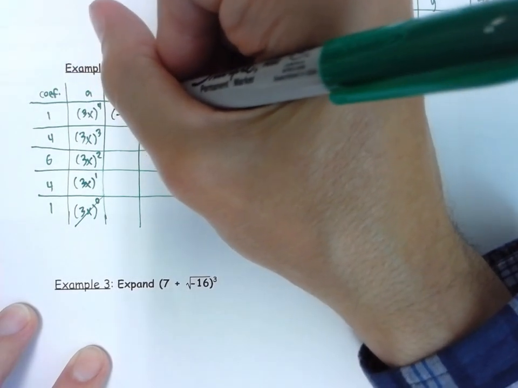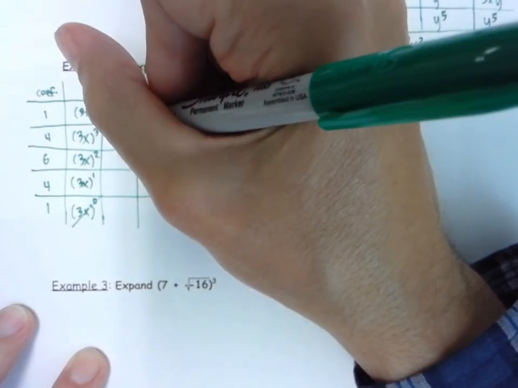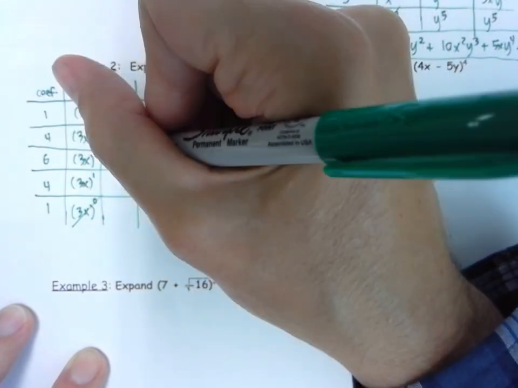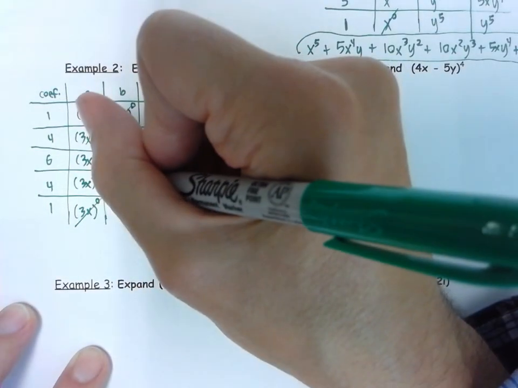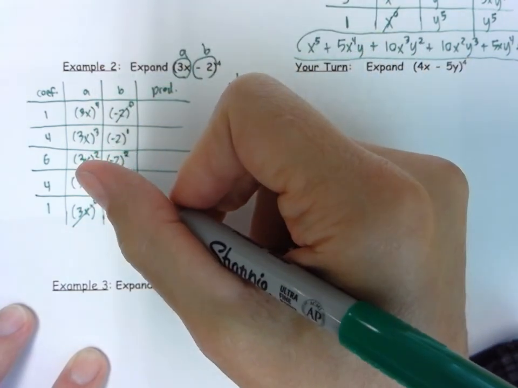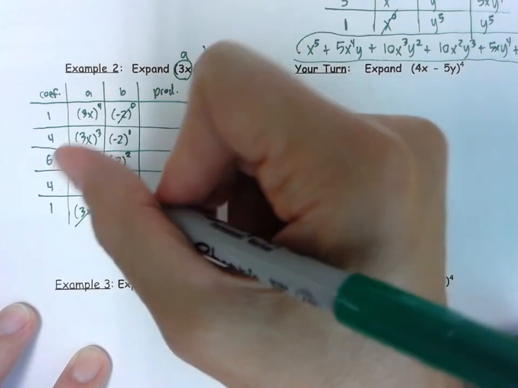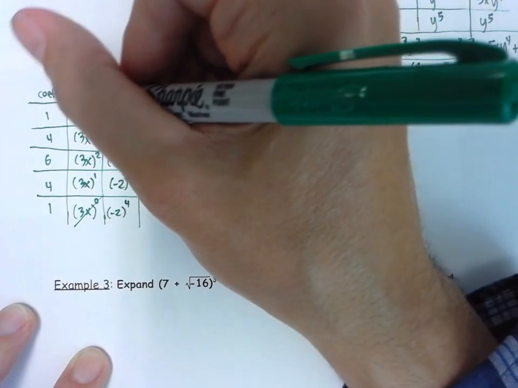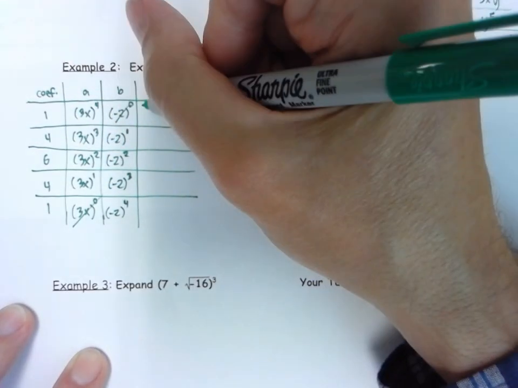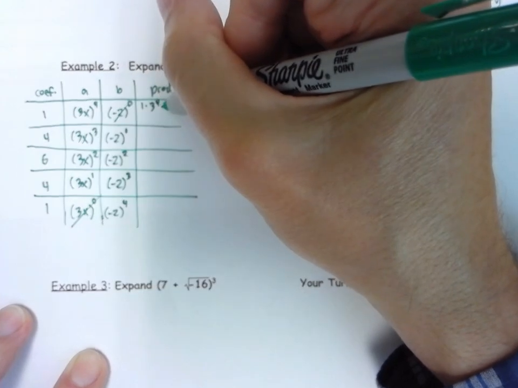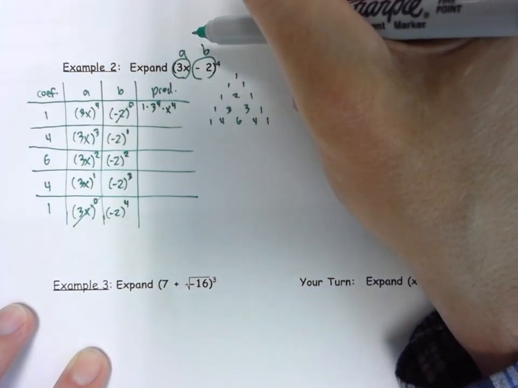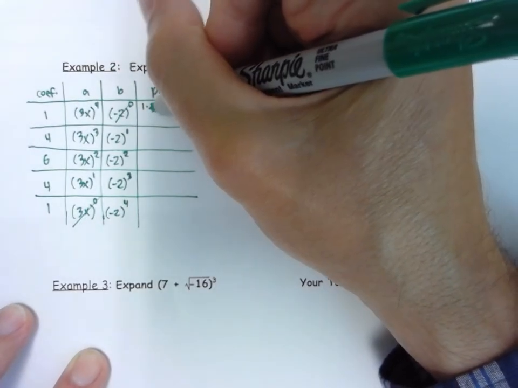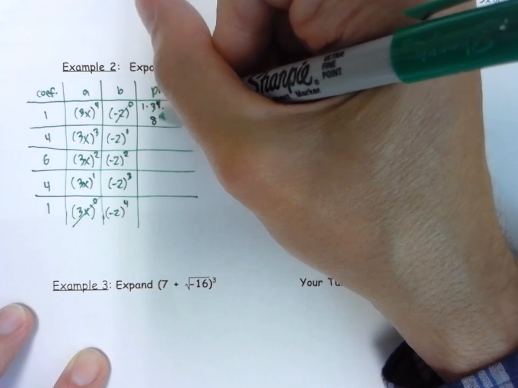And let's do the same thing with the b's. The b's are going to be negative 2 to the 0. That's going to cancel out. Negative 2 to the 1st power, which is negative 2. Negative 2 squared, which is positive 4. Negative 2 to the 3rd, which would be negative 2 times negative 2 times negative 2, is negative 8. And negative 2 to the 4th power is a positive. So those signs are going to alternate. So our product will be 1 times 3 to the 4th times x to the 4th. Now 3 to the 4th power is, you can use your calculator, 81, 9 times 9. So it's 81 x to the 4th.